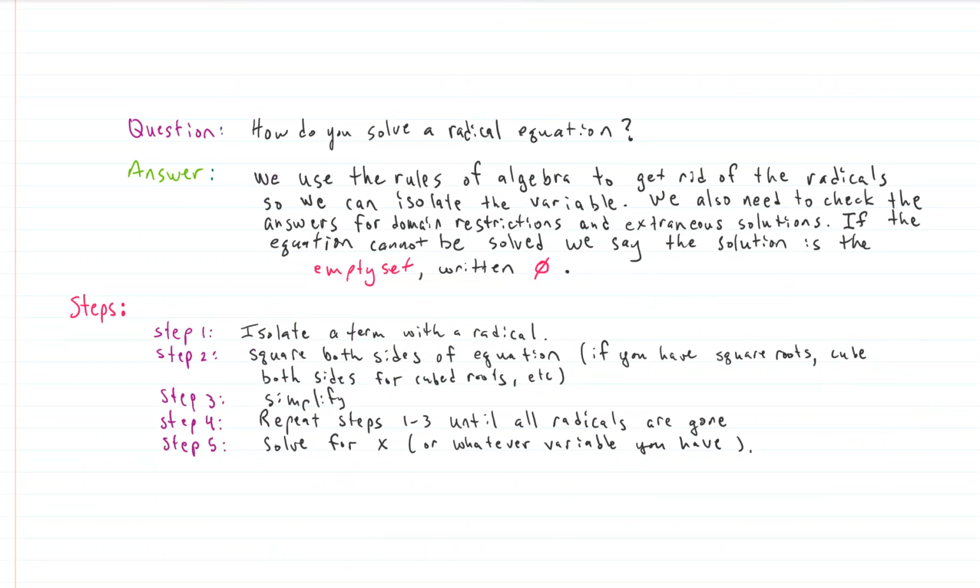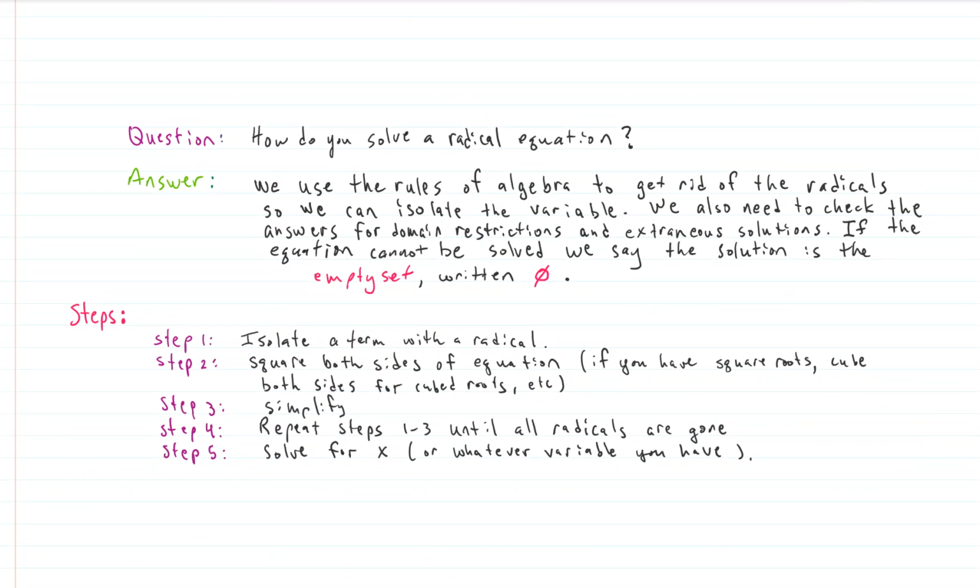Let's talk about how you solve a radical equation. Well, we use the rules of algebra to get rid of the radicals, and then we isolate the variable. In other words, we solve for the variable. Once we solve for the variable, we also need to check the answers to make sure that we don't have to kick out our answer because of a domain restriction or because maybe it's an extraneous solution.